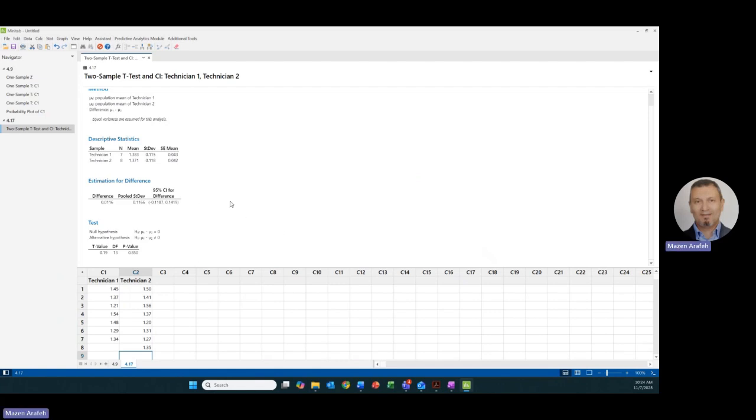Now, for part C, we have the two-sided confidence interval, and as you can see, it is minus 0.1187 to 0.1419. Since 0 belongs to this confidence interval, we also conclude that we fail to reject H0. This is another way to confirm our finding from the hypothesis testing.